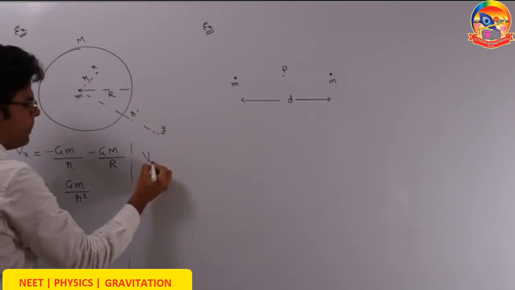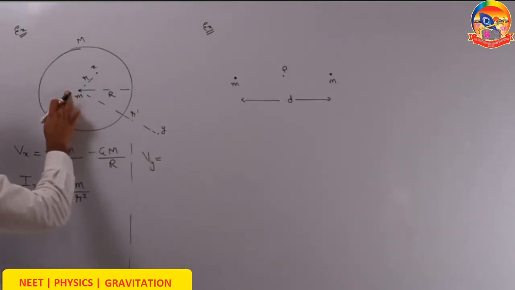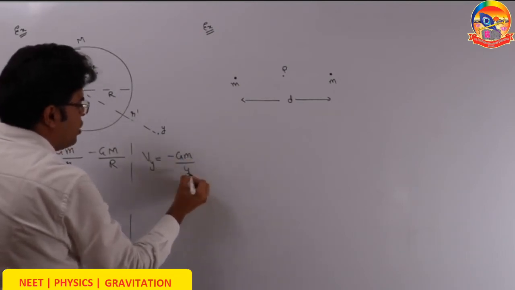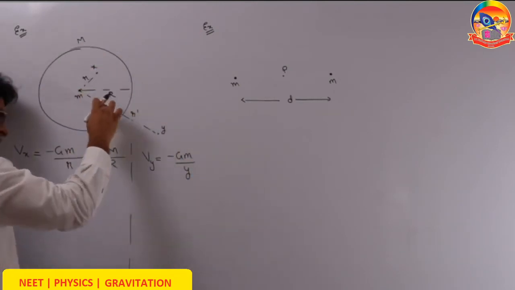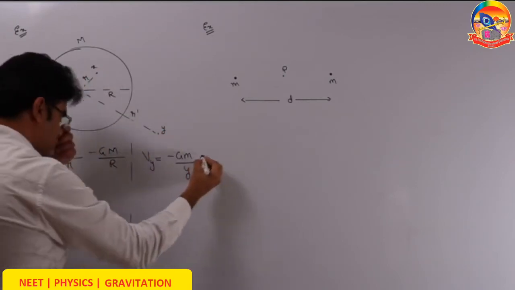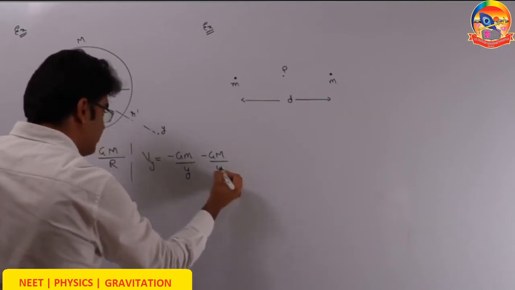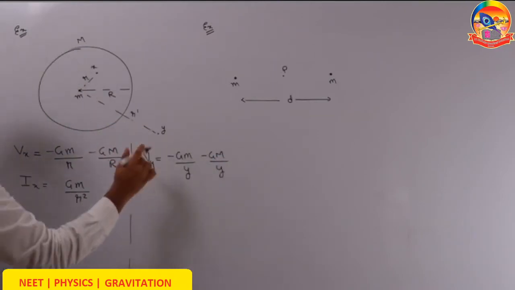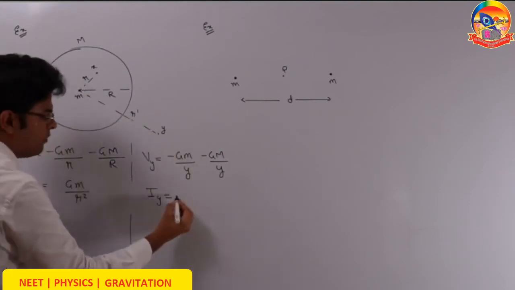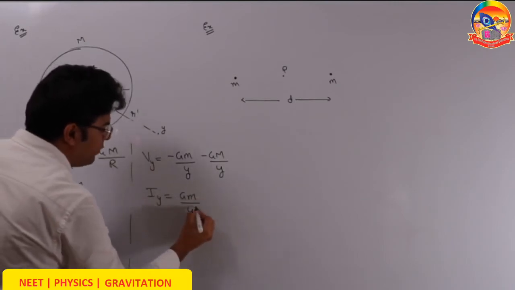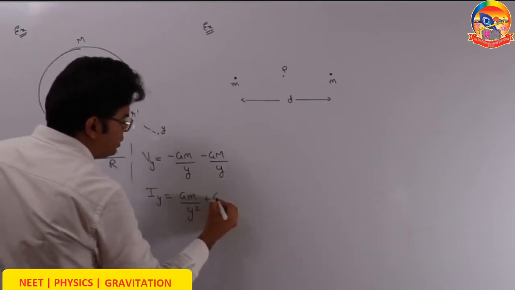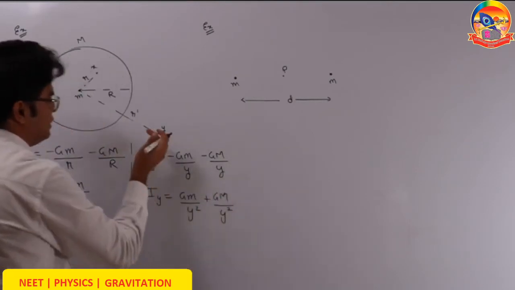At point y, because of this mass m placed at the center, the potential will be minus G into small m by r dash. Because of the whole shell, since y is at a distance outside, you can assume the whole mass of the shell to be at the center. So because of the shell you get minus GM by r dash. How to write the field at point y? At point y, the field because of this point mass will be towards it, equal to Gm by r dash square. And for the shell also you can assume the entire mass to be at the center. You simply get plus GM by r dash square towards the center.